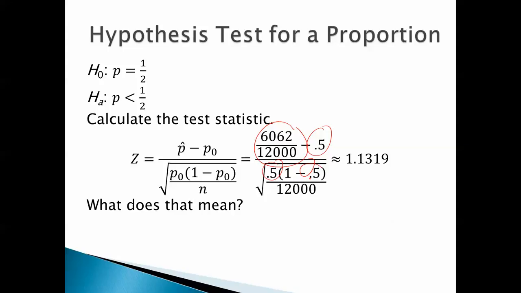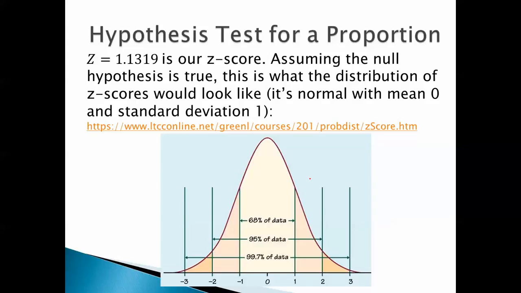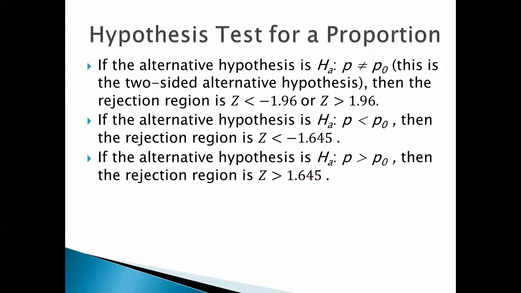Well, what does that mean? Z equals 1.1319 is our z-score. Assuming the null hypothesis is true, this is what the distribution of z-scores would look like. It's normal with mean 0, standard deviation 1. Again, if the alternative hypothesis were P does not equal P sub 0, that's two-sided, the rejection region would be Z less than negative 1.96 or Z greater than 1.96. So we would reject in either of those cases, if Z is too small or if Z is too big.